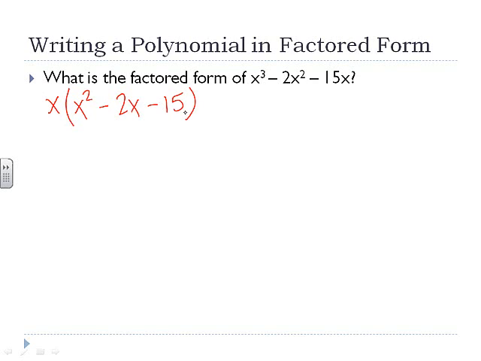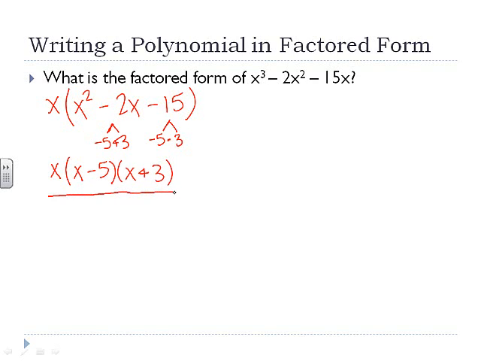Then if we use our theories from the previous chapter, what are the factors of negative 15 that will make negative 2? If we use negative 5 times 3, that will make negative 15. And if we use negative 5 plus 3, then that will make negative 2. So we keep our GCF, which was x at the beginning, and then we have an x minus 5 and an x plus 3. This would be factored form.